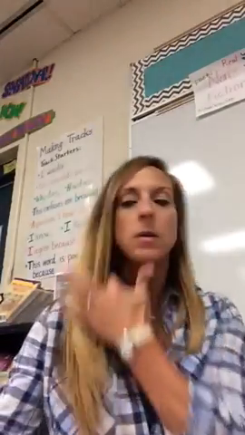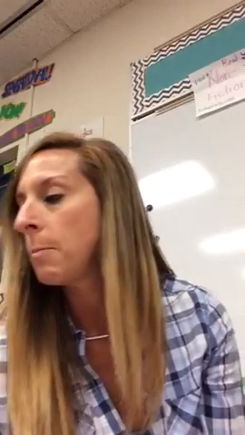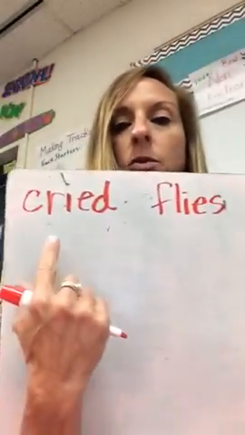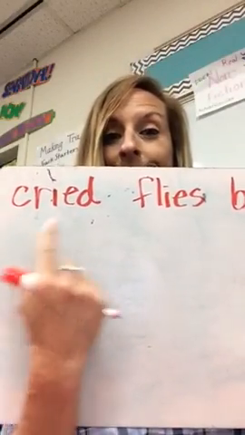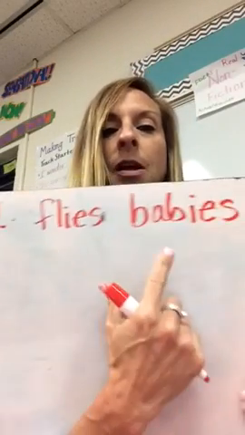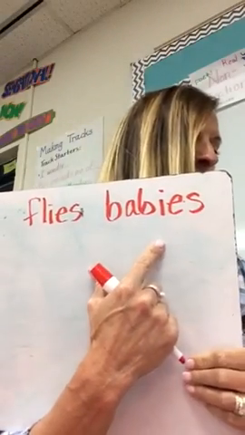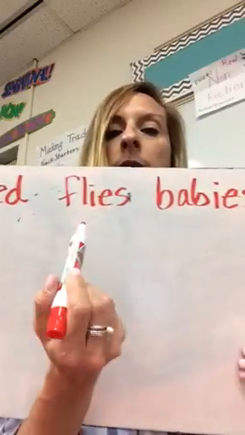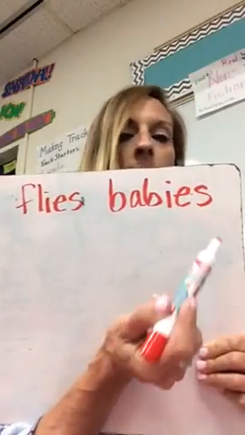The first one is cried. Then I have flies and babies. Okay, I want you to look at each one of these words. So I'm going to say it and then you say it. Cried, flies, babies. Now if you notice, each one of these words ends in an IED, IES, IES.